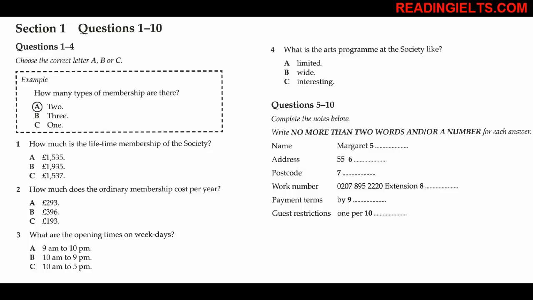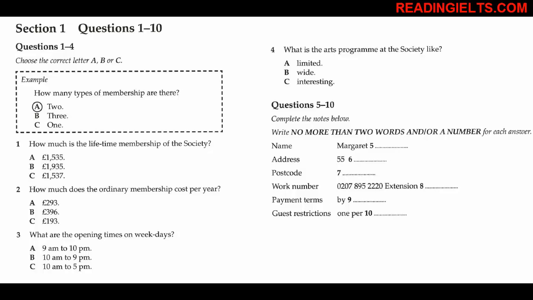OK. It's rather a lot to pay in one go. What about the other membership? The ordinary membership, that's £193 per year. That sounds a bit more reasonable. What does that entitle you to? You can visit the Society, including the exhibitions, the library, and follow the arts programmes on weekdays during the opening times from 10 a.m. to 9 p.m. and at the weekend between 10 a.m. and 5 p.m. On Saturday, if there's a special event like a lecture or restricted showing of an exhibition, then it opens until 9 p.m.